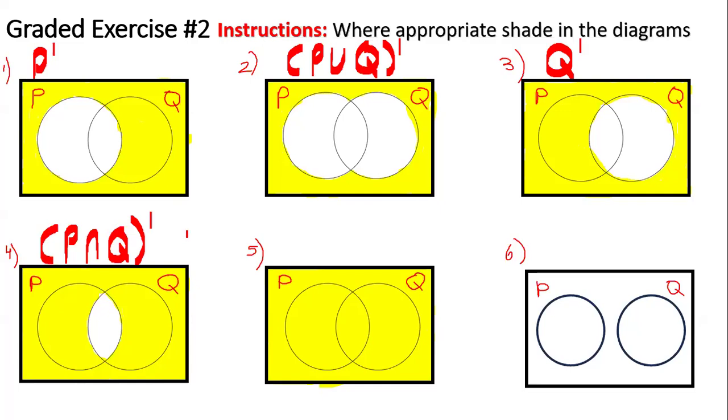All right. Number 5. What is number 5 going to be? Universal set. Very good.